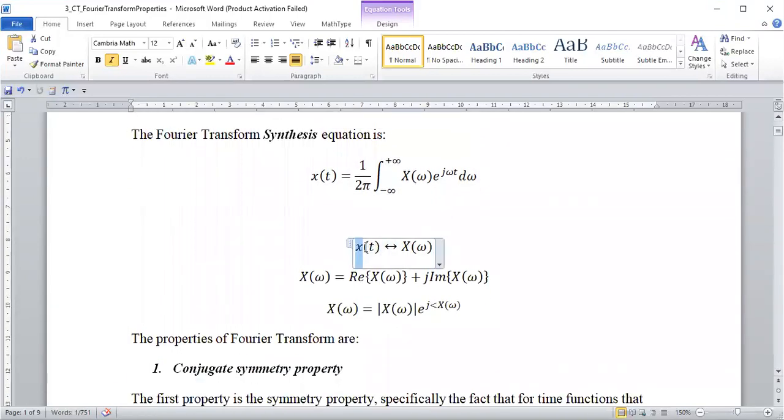If X of omega is the Fourier transform of x of t, then we said that X of omega is a complex number. The Fourier transform is a complex number. It has real parts and imaginary parts. This is the rectangular form. In polar form, it has a magnitude and a phase angle. This is the expression in polar form.